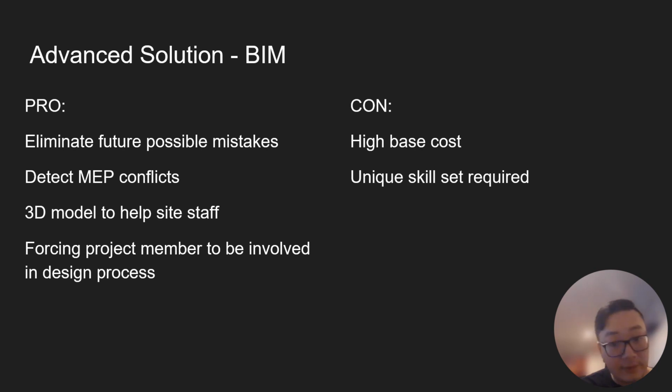However, it's really expensive, and you need somebody who knows Revit or whatever BIM modeling software they use. You need somebody that knows this really well to execute it, which could be really expensive.